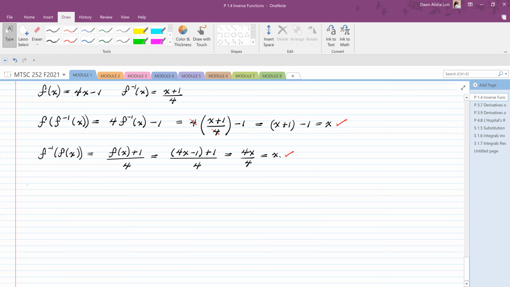Another example, something very easy. We said x cubed was 1 to 1. So f of x equals x cubed has an inverse, since it is 1 to 1.